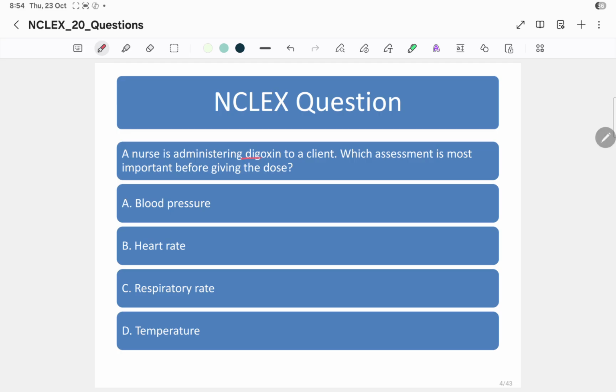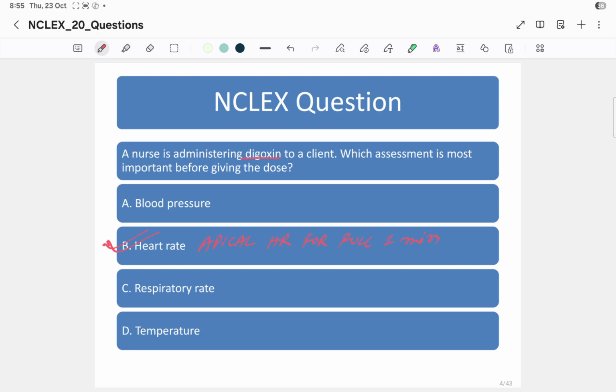So what does this digoxin do? Digoxin decreases the heart rate, right? So the question asks which assessment is most important before giving the digoxin. Before giving digoxin, we have to check the heart rate, the apical heart rate, for a full 1 minute. Okay, full 1 minute.